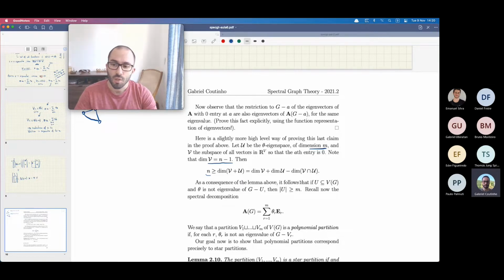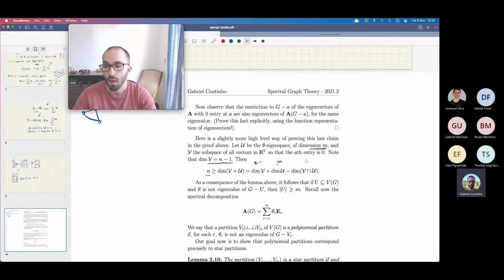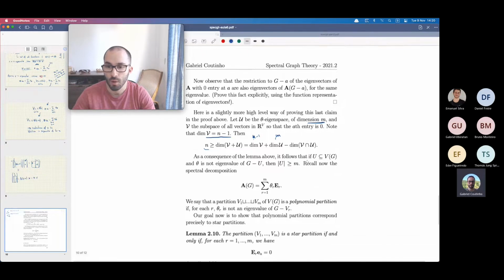And then as a consequence of this lemma, it follows that, as a consequence of this equation, the thing goes through immediately, because this is n minus 1, this is m, so you're good to go. You can show that this dimension here satisfies the right value. It must be at least 1.